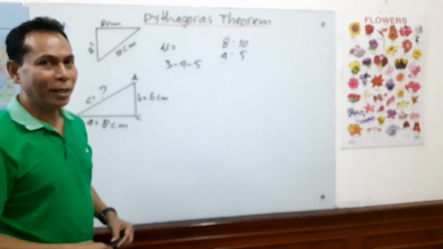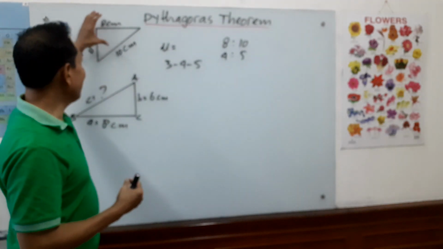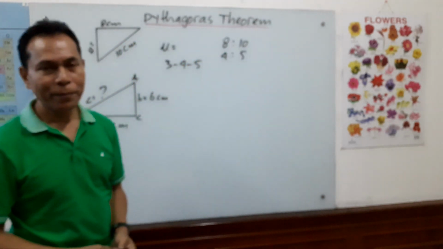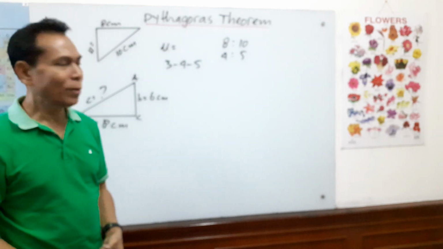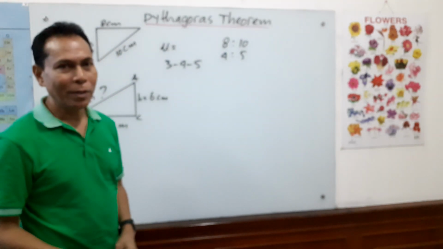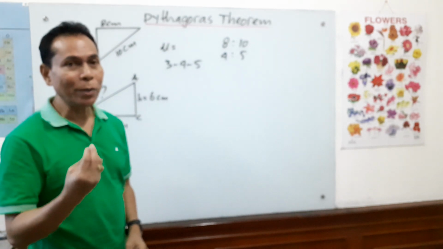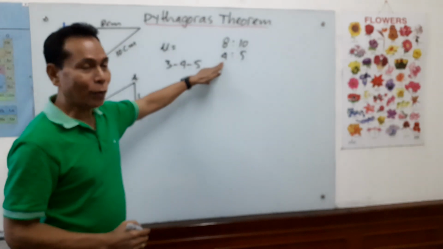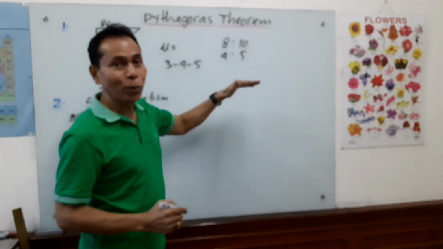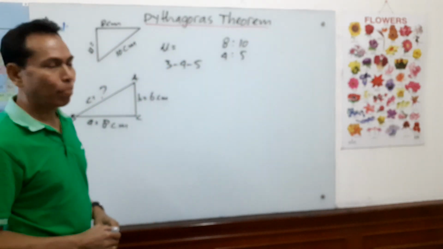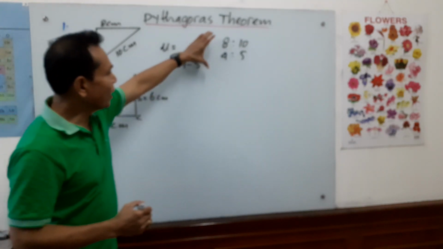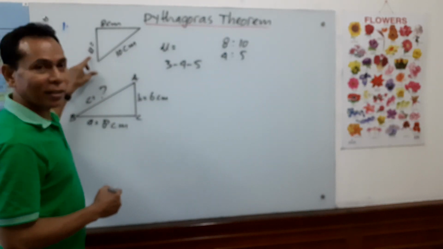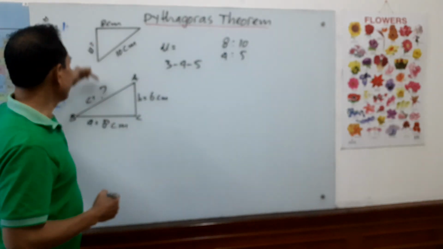I repeat one more time, children. We take the ratio of the given sides here, 8 to 10 is 4 to 5. And children, you might ask, where did you get this 4 and 5 from? We pick a number, which is 2. We divide 8 by 2, we get 4. We divide 10 by 2, we get 5. Now we use this method to find this x side here, this vertical side.